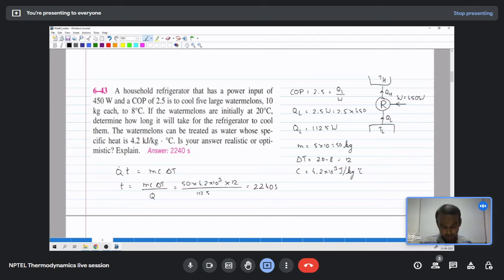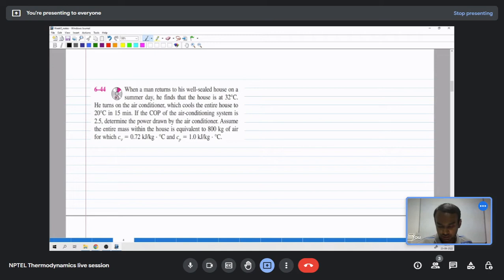I hope this problem is clear. Moving on, the next problem, we have a man who returns to his well sealed house on a summer day. He finds the house is at 32 degrees Celsius. He turns on the air conditioner, which cools the entire house to 20 degrees Celsius.